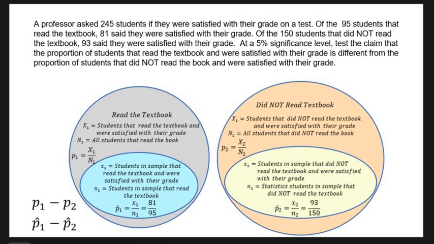We can use that to calculate a sample statistic. The sample statistic would be 81 over 95 minus 93 over 150. And that sample statistic, the difference, is 0.2326. That's the difference between the sample proportion P hat 1 and the sample proportion P hat 2.